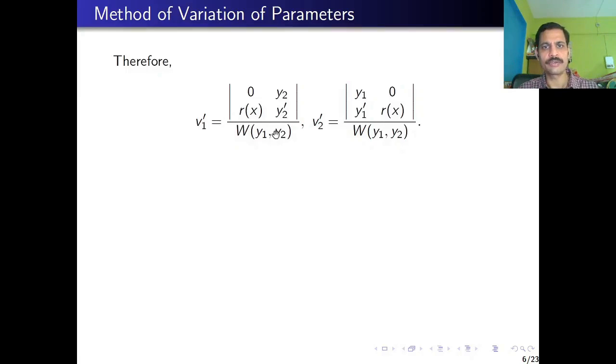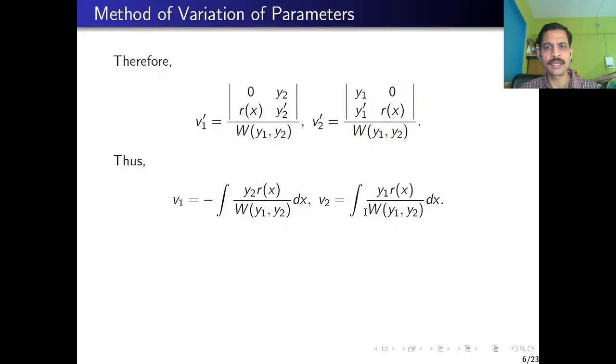This derivative is equal to what you obtain by multiplying 0 with y2 prime minus y2 Rx in the numerator, divided by the Wronskian, and this is y1 times Rx divided by the Wronskian. So in order to obtain v1, we have to integrate this. So v1 is equal to minus integration of y2 Rx divided by the Wronskian dx, and v2 is equal to integration of y1 Rx divided by the Wronskian dx.